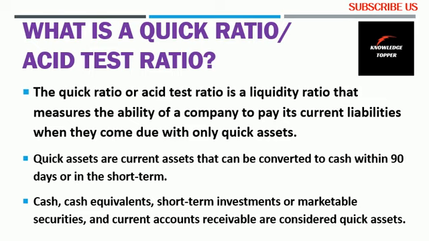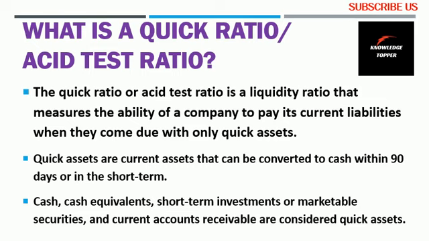As written on your screen, the quick ratio or acid test ratio is a liquidity ratio that measures the ability of a company to pay its current liabilities when they come due with only quick assets. Quick assets are current assets that can be converted into cash within 90 days or in the short term.